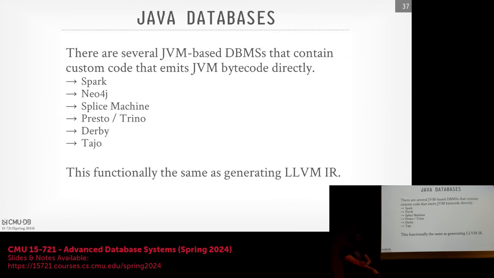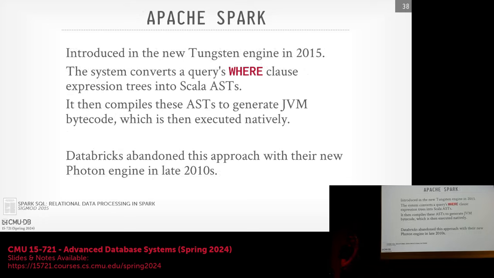All right, so quickly, I want to talk about Java databases because it's very similar to the LLVM stuff we talked about before. At a high level, it's doing the same thing, but instead of generating LLVM IR, you're generating JVM bytecode, and then you let the JVM HotSpot compiler, whatever it's called now, just compile that to machine code if it decides to. The two I want to bring up are Spark and QuestDB.